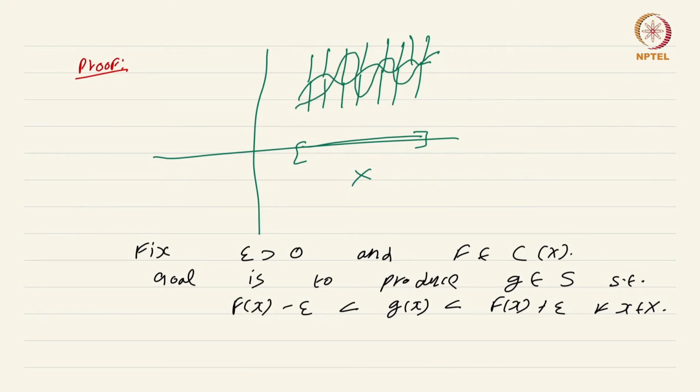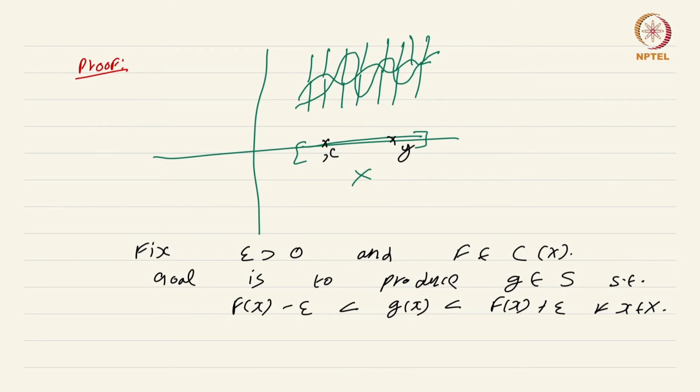So what I'm going to do is proceed step by step. I'm going to fix points x comma y, and my aim for the time being is to just construct one function in S that agrees with the given function f at the points x comma y. So the goal is I need to produce a function that is very close to the function f.